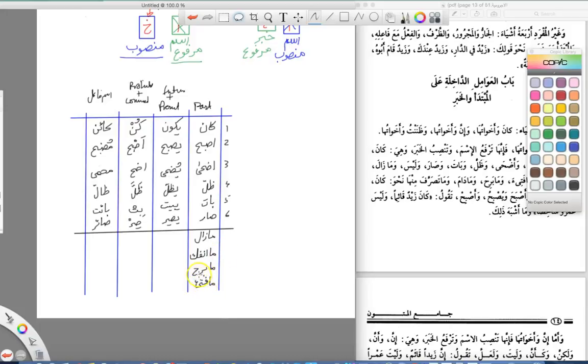These 4 appear in the past form. They appear in the present form: la yazalu, la yanfakku, la yabrahu, and la yafta'u. They don't really appear in the command form. And the ism fa'il form: la za'il, la munfak, la barih, and la fati'. I'll give you the meanings in a little while, inshallah.